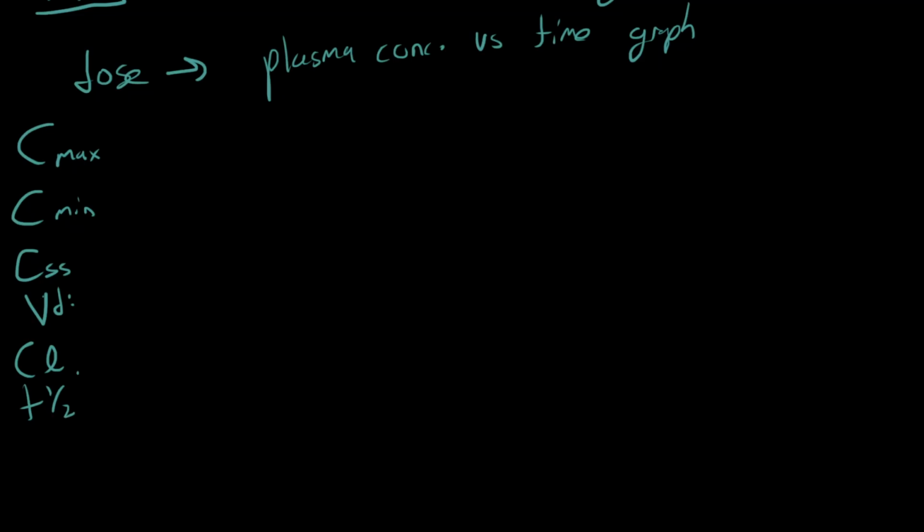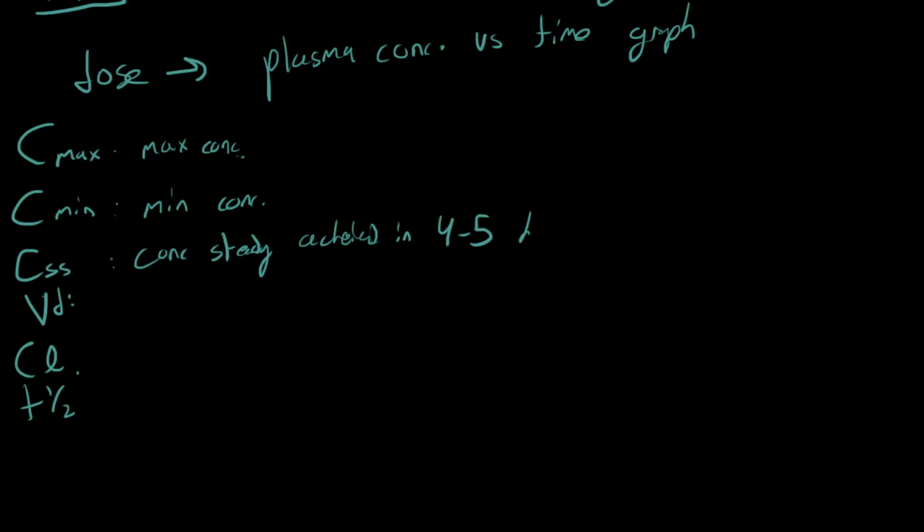So Cmax, again, is the max concentration of a drug, and Cmin is the minimum concentration of a drug. This is concentration at steady state, which is achieved in 4 to 5 half-lives.